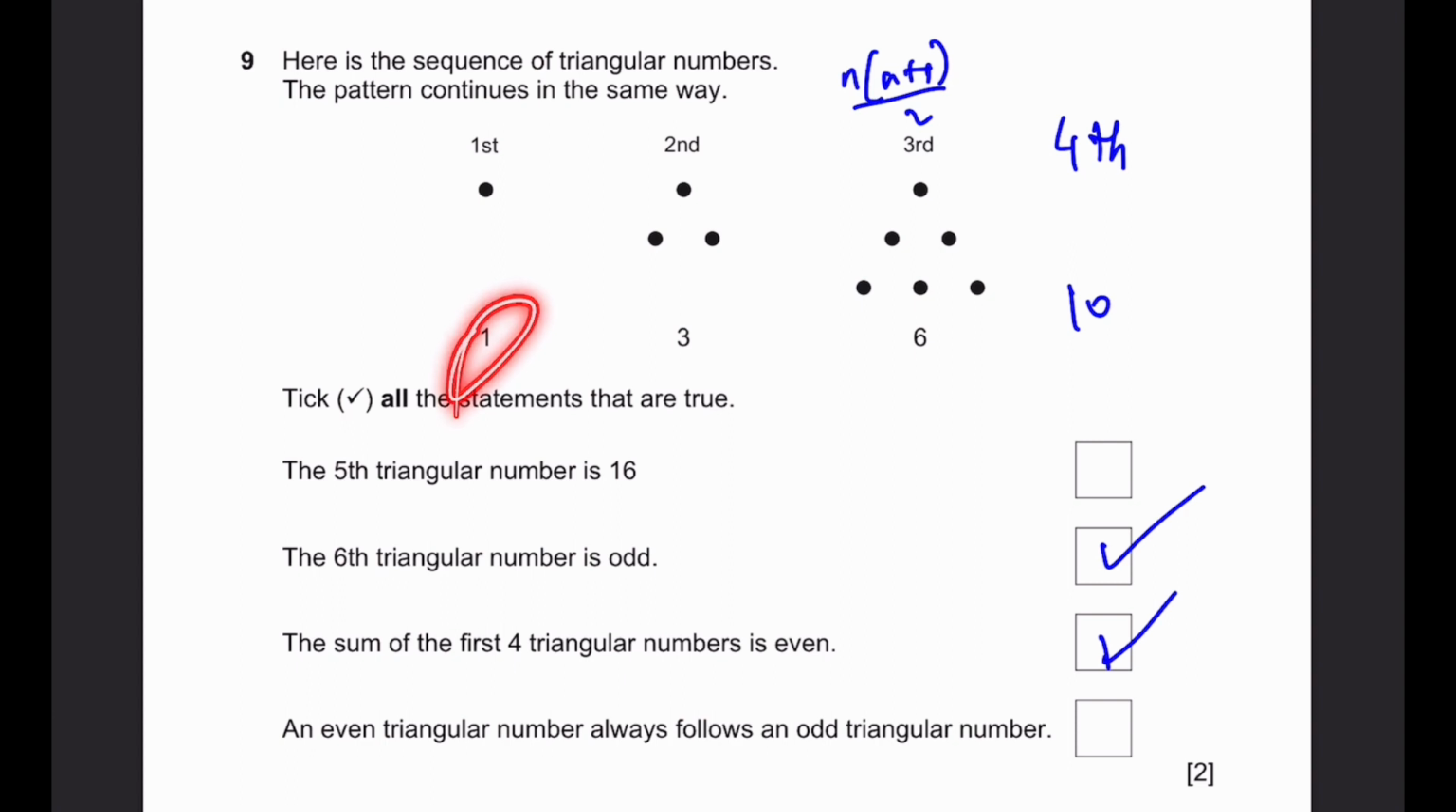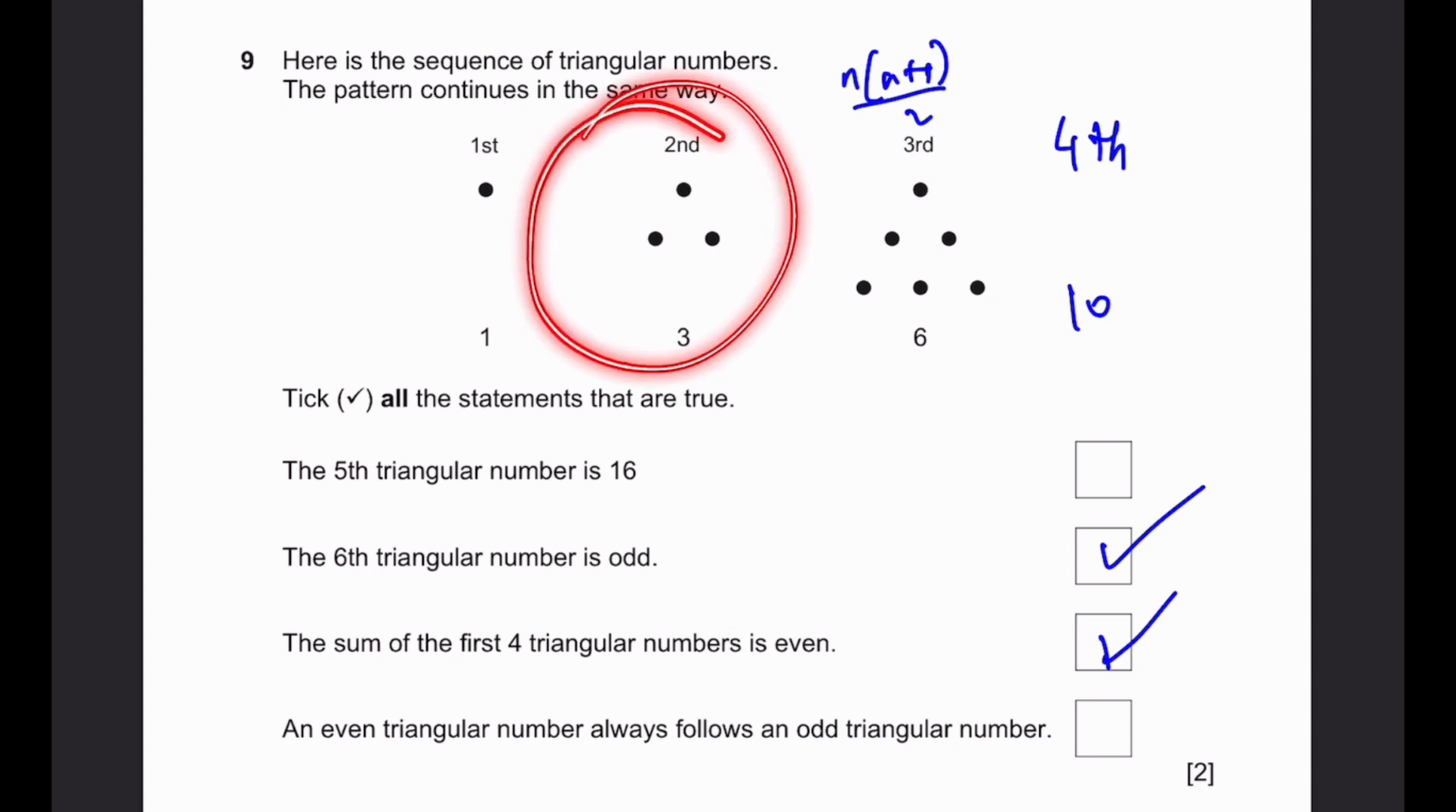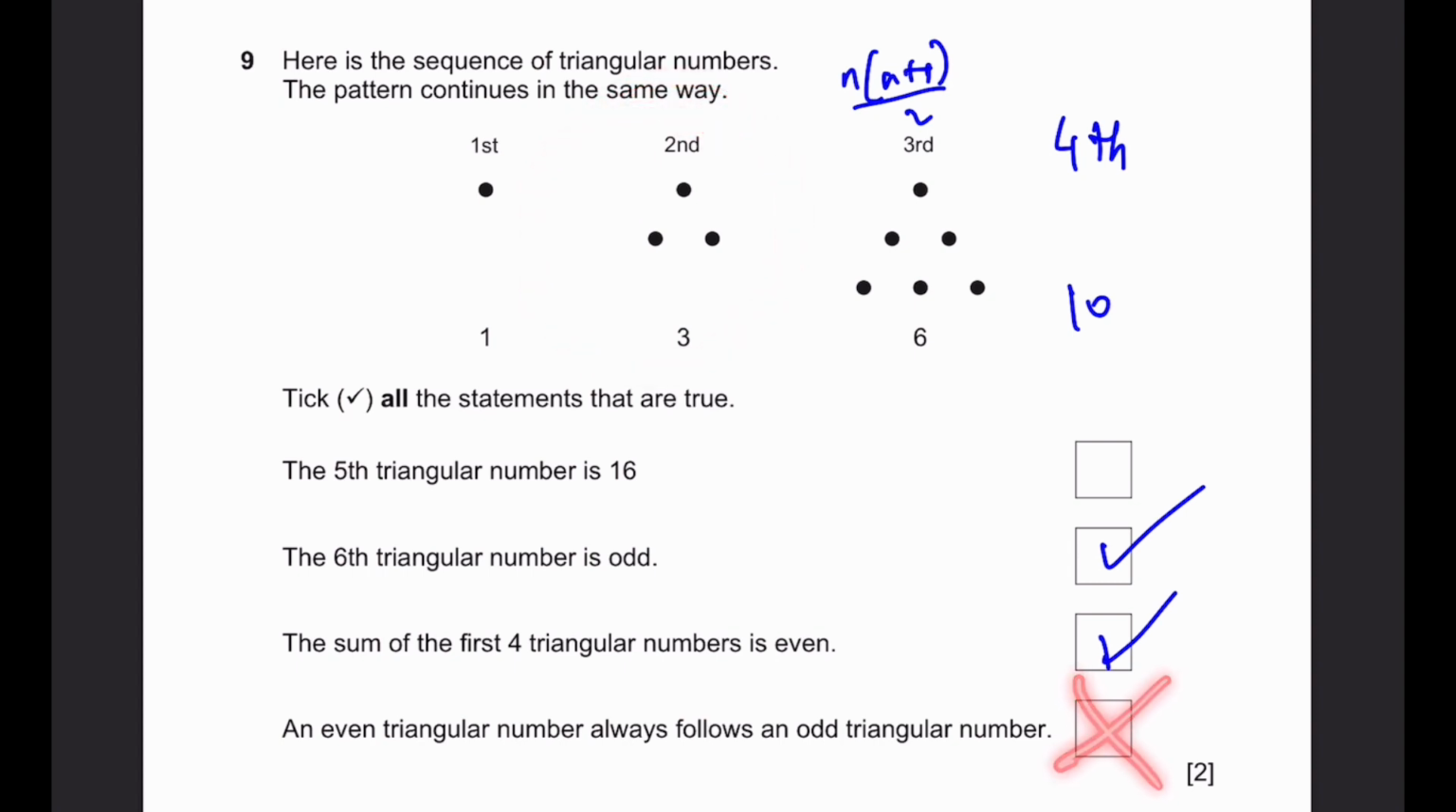Let's take this. 1 is the first triangular number, which is odd. The next one is 3, but then that's also odd. And it's saying that the even triangular number always comes after an odd triangular number. But then that's not true. We can see that at the start itself. So we cannot take that as the answer. Let's move on to question 10.